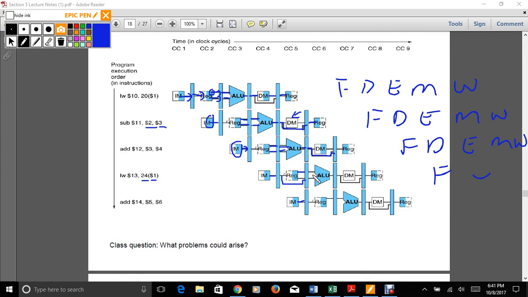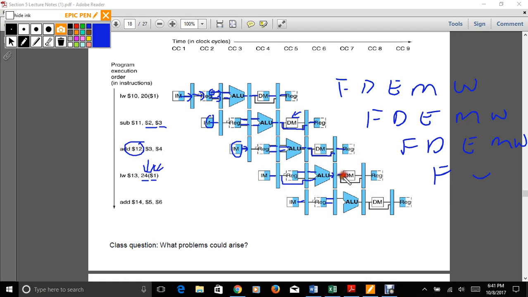We're going to add register 1 and this value here, which is the offset 24, and put that exact address of the array on that buffer. And here we're going to take the values of 5 and 6 and put them on these buffers here. In cycle 7, we're going to update the register 12.